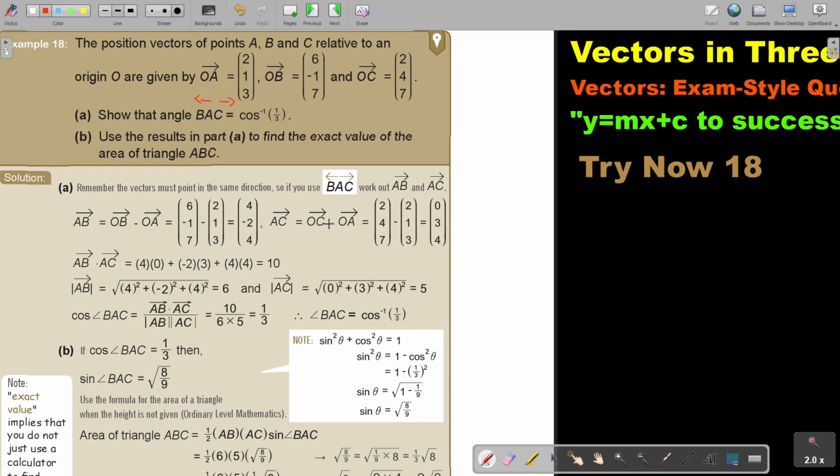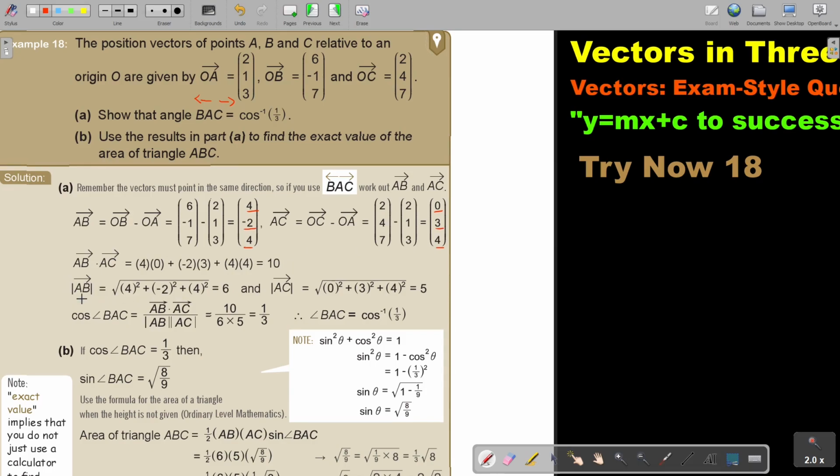There is AC. So that's OC minus OA. So 2 minus 2 is 0, 4 minus 1 is 3, 7 minus 3 is 4. Okay, now I work out the scalar product. That's very nice, I just multiply the top, the middle multiply, the bottom multiply, and I get 10.